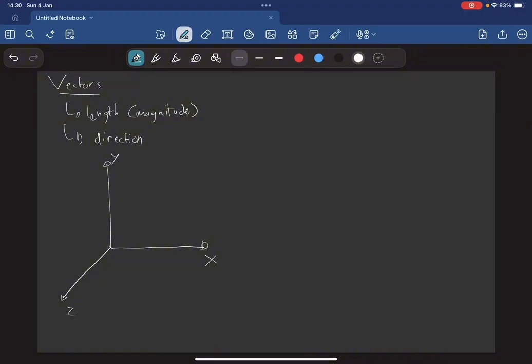So, in this Cartesian coordinate system, we have vector r, with components Rx.